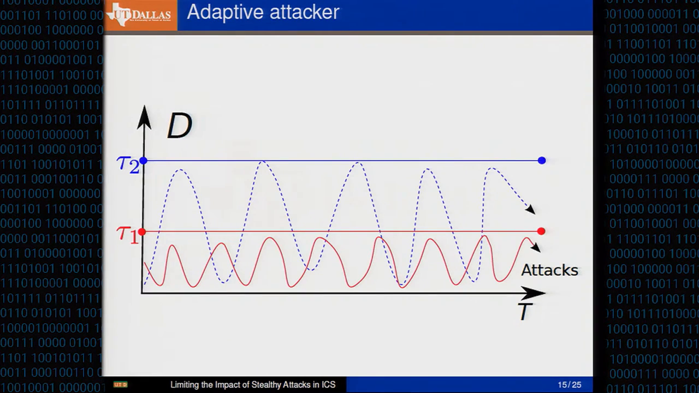What does that mean? It means that even if we lower our detection threshold, trying to raise the alarms or to have a higher probability of detection, our attacker will adapt to that new threshold and will still launch attacks that will be undetected.